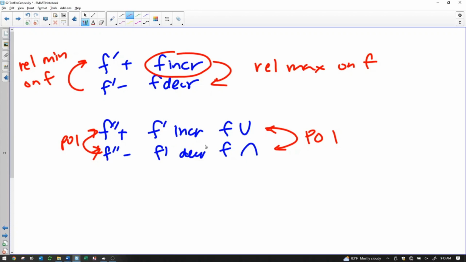If you use f double prime, you're going to have to change it to f prime. So if you use this for the justification for f concave up, you would have to say the slope of f prime is positive. You see that? And that would be an okay justification. I just don't want you to use f double prime. They always want you to give the justification in terms of f prime.